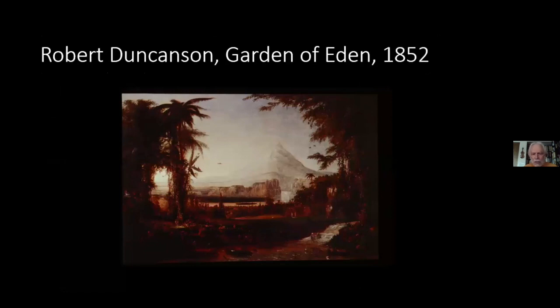Robert Duncanson, whose work I've shared with you before in another talk on American landscape, was our first African-American artist of note, and he was a follower of the Hudson River School. Here he translates the subject of the Garden of Eden, as other artists did, seeing the comparatively unspoiled parts of the Hudson River Valley as the equivalent of an Eden. Sorry, the color on this is not very good.